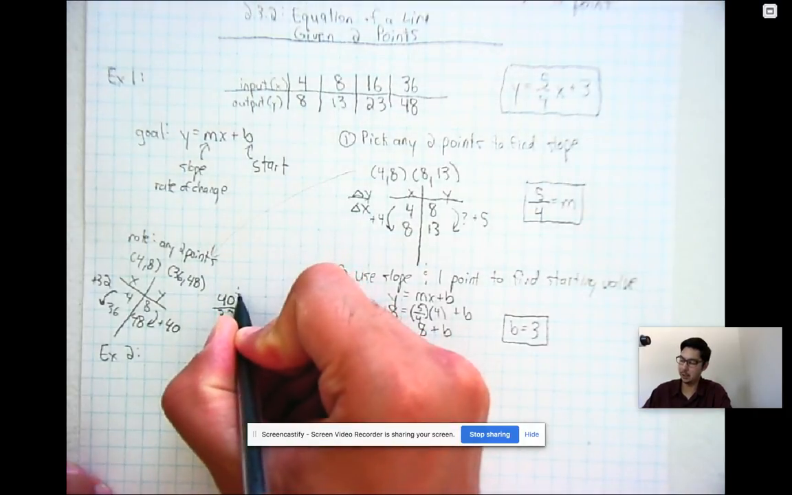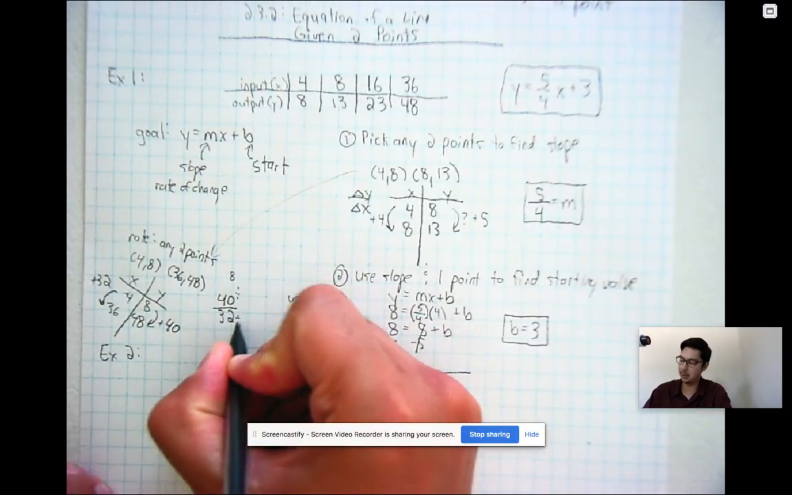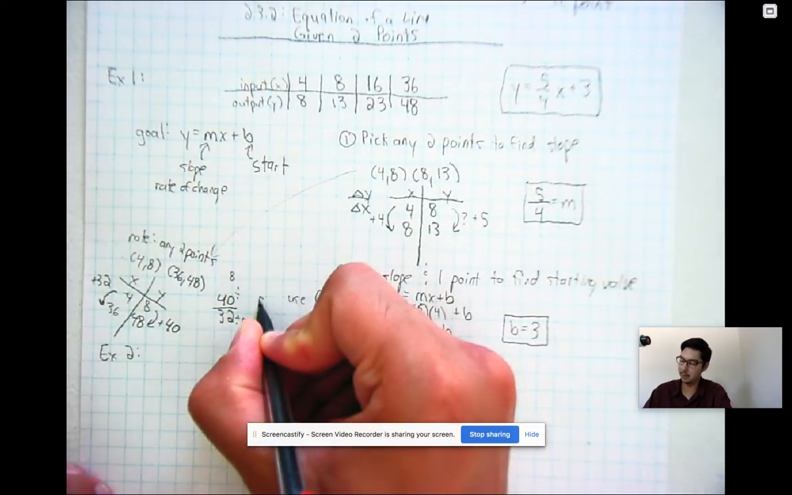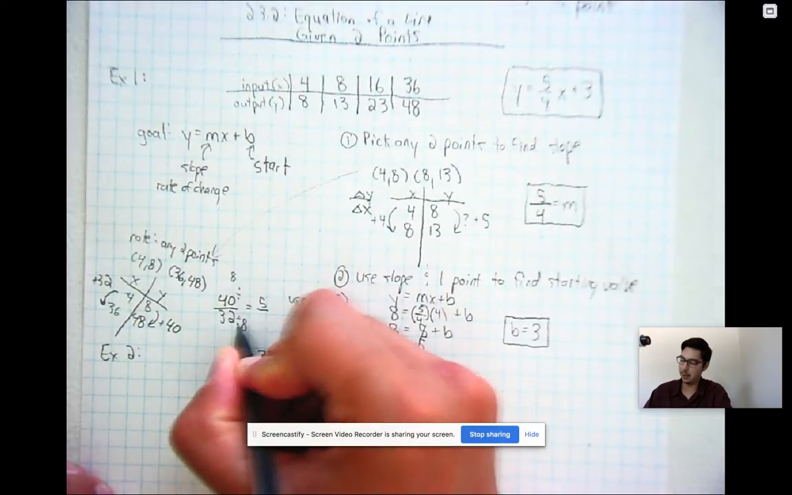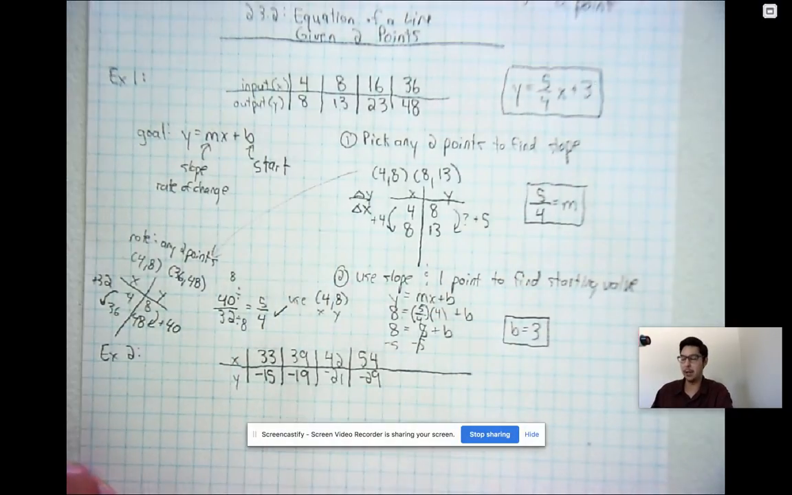If we divide each of these by 8, because 8 goes in each of these, 40 divided by 8 is 5, and 32 divided by 8 is 4. Notice we get the same thing. And that's like a number way of seeing it.